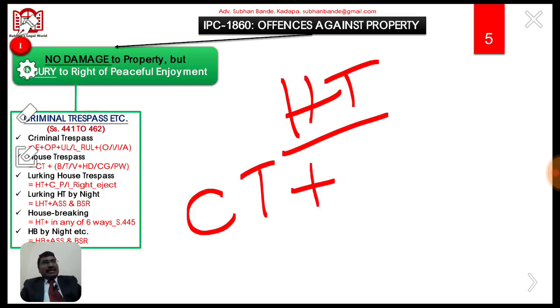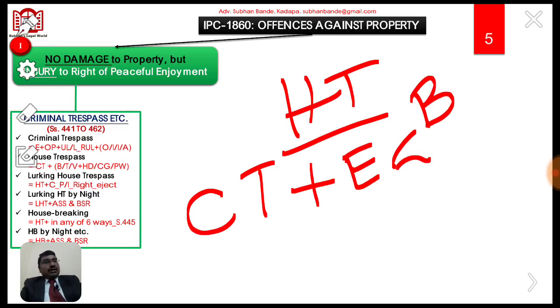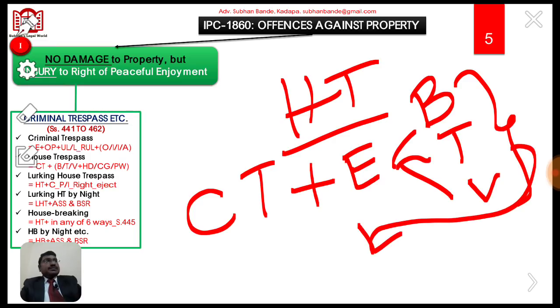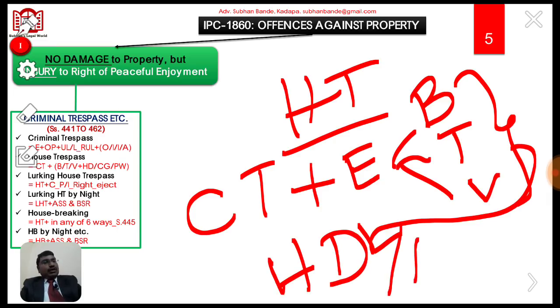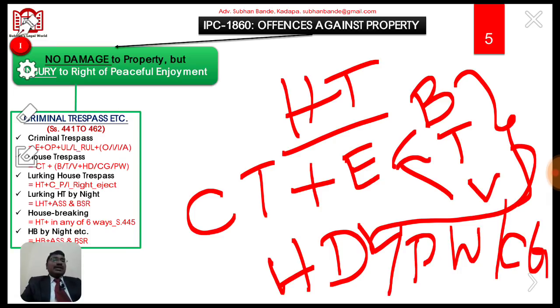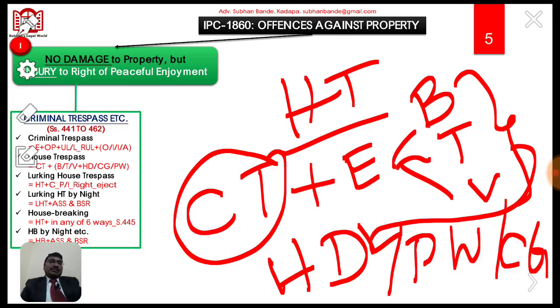Criminal trespass by entering into or remaining in any building, criminal trespass by entry in any building or tent or vessel which is used as human dwelling or a place of worship or a place used for custody of goods is said to be a house trespass. In order to constitute a house trespass, there should be a criminal trespass first. There should be a criminal trespass.